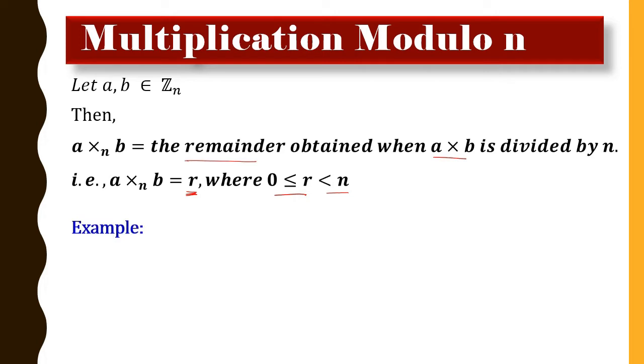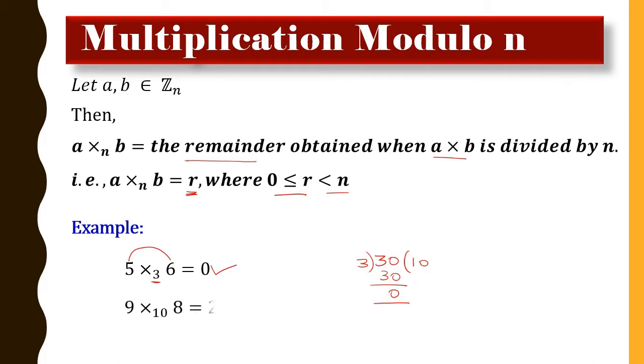Again we shall consider a few examples. What is 5 multiplication modulo 3, 6? Now we multiply 5 into 6. 5 into 6 is 30, and you divide this number by the suffix, that is 3. So 3 tens are 30, therefore the remainder is 0. Therefore we got the answer 0.